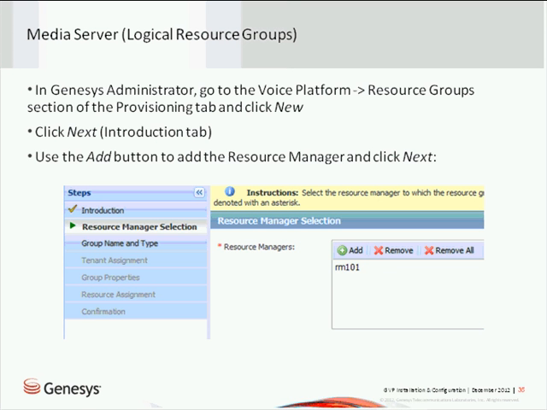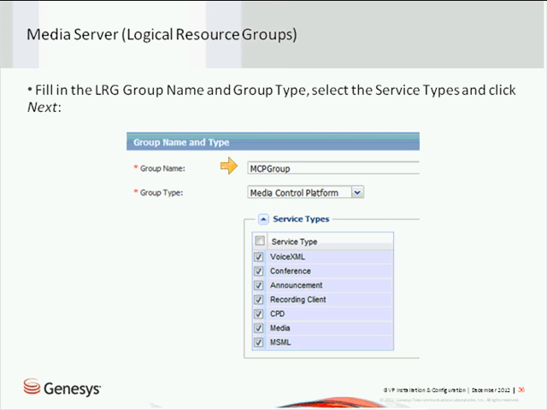So now that we've got our gateway group created, we have to create one for the media control platform. So again, we will add a resource manager, or if we've already done high availability, we will add two of them. I've only got one currently, so in this case, you can name it whatever group you want. The media control platform group is a group type, and you are given a list of services this particular LRG will be able to support. Since this is our 815 MCP, we will be including everything.